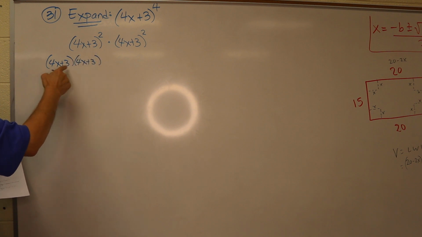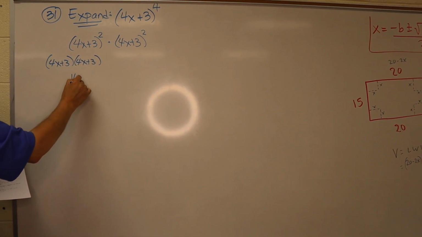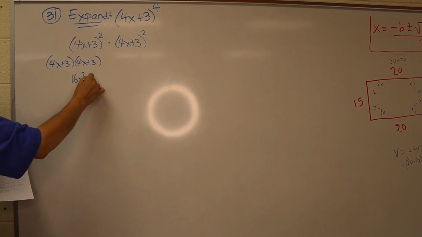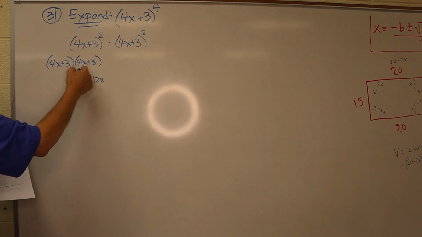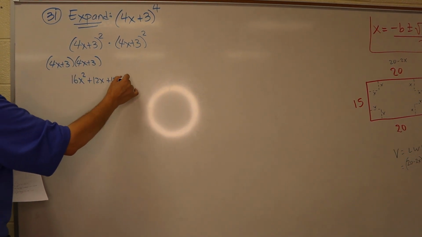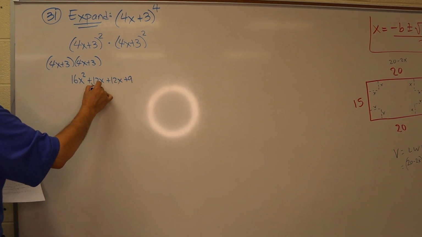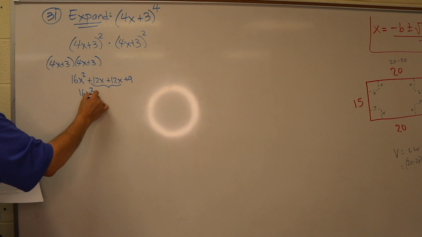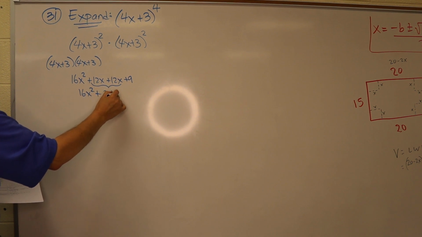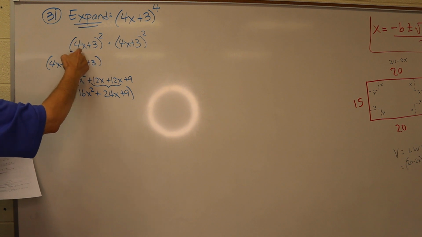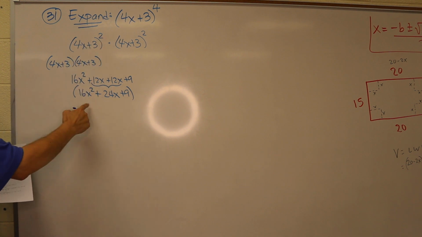When we do that, we're going to take 4x times 4x, that's 16x squared, and then multiply the outer, that's plus 12x, and the inner, using FOIL, that's 12x, and then the last one with the last one is plus 9. We can combine the outer and inner. You're going to have 16x squared, 12 plus 12 is 24x, plus the 9, and that is half the problem, the 4x plus 3 squared.